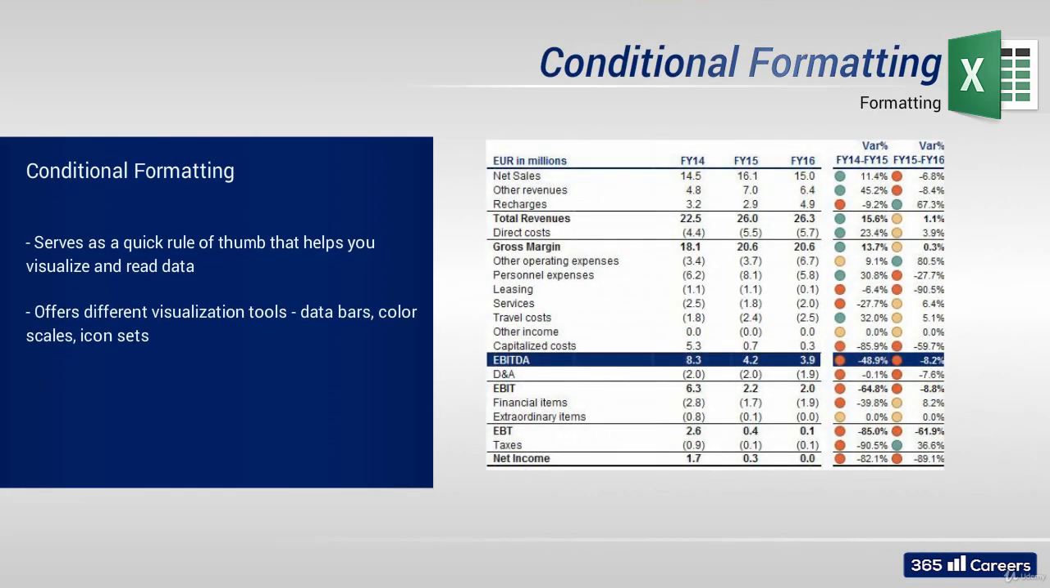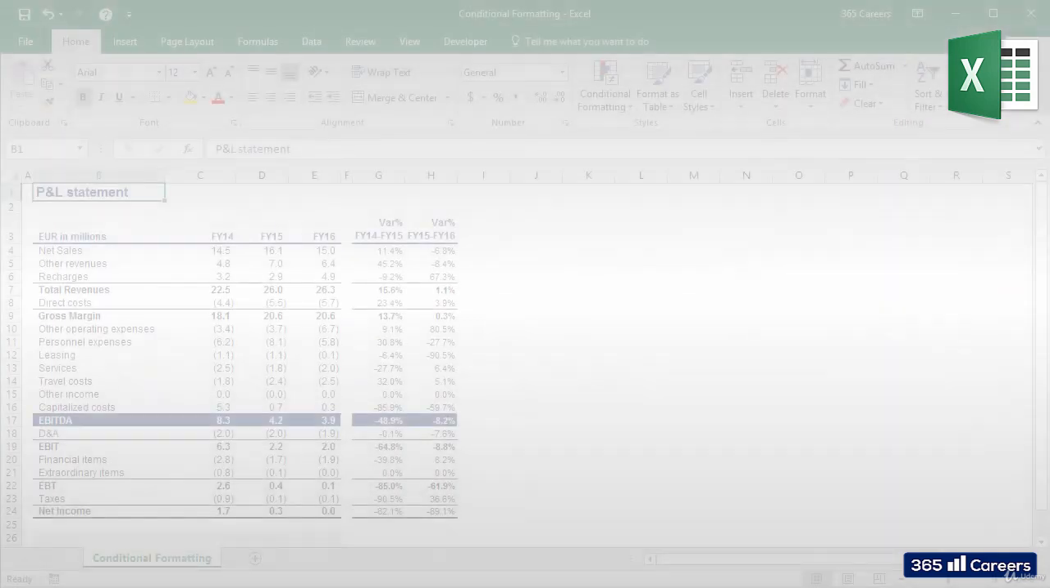Numbers speak best for themselves, but visualization tools could help you understand the picture faster. Conditional formatting highlights cells from a given table according to a rule that reflects the information shown in these cells. Conditional formatting can serve as a quick rule of thumb that helps you visualize and read data.